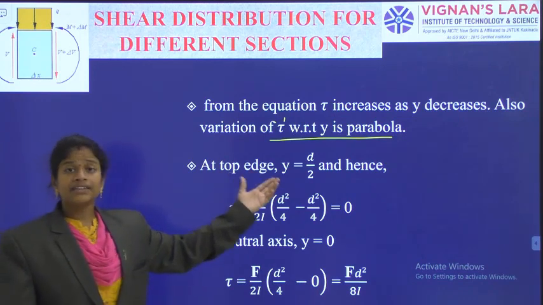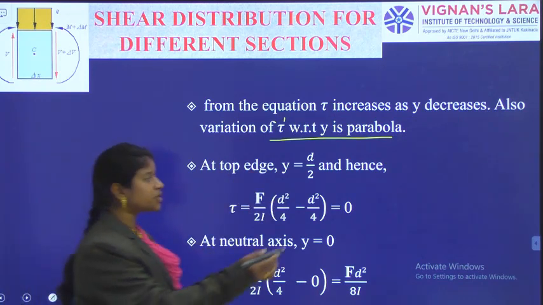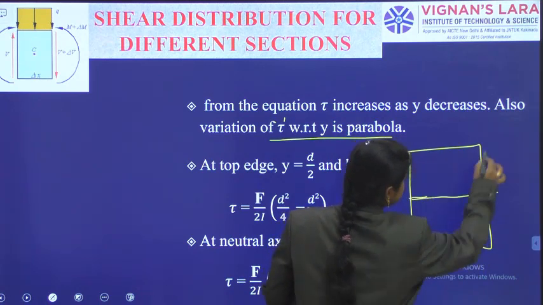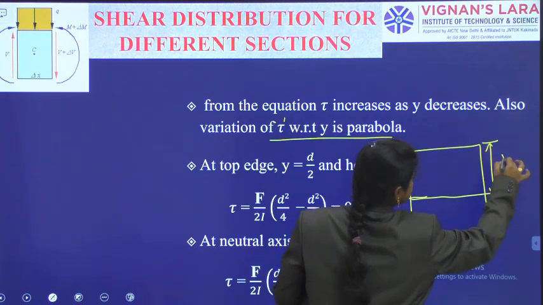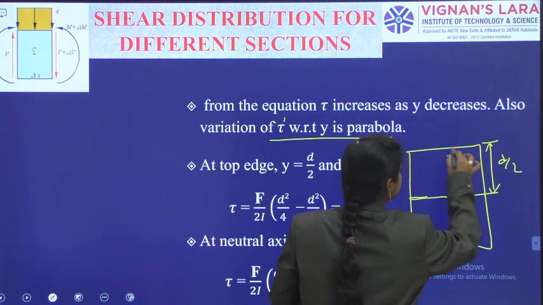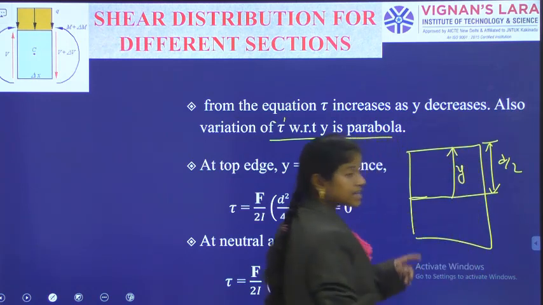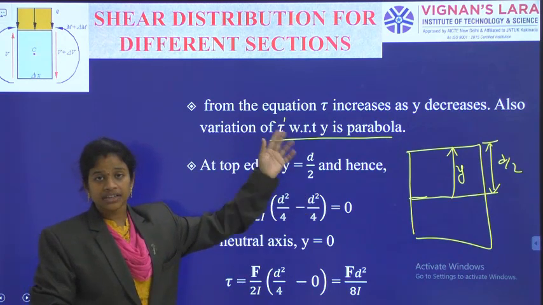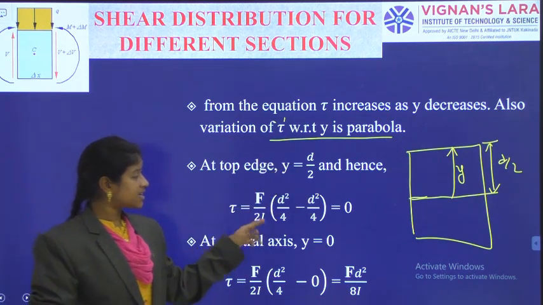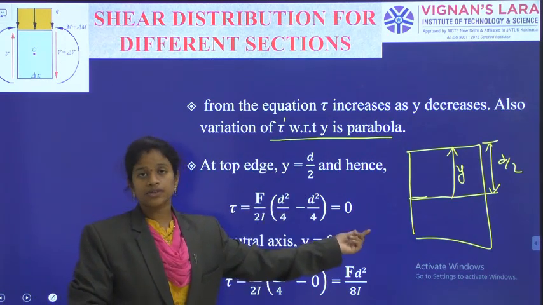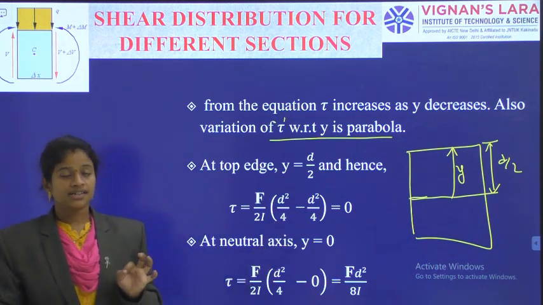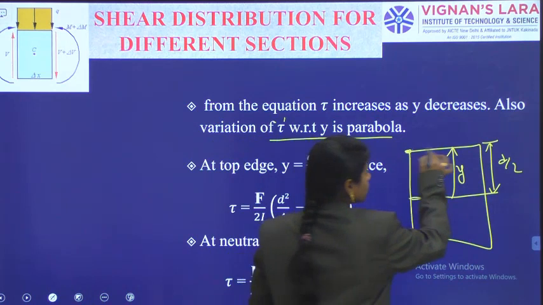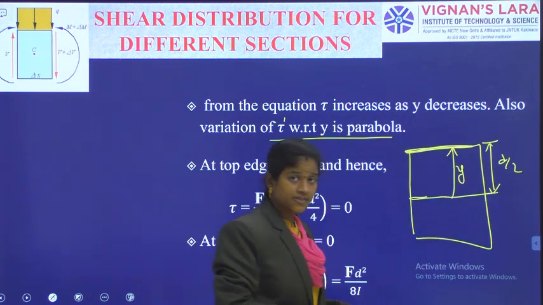Now at the top edge, what is the top edge position? When I am taking the neutral axis, this top edge is at d by 2. When it is measured from the neutral axis, the corresponding y is d by 2. At the top edge, y is equal to d by 2. Substituting that, I get d square by 4 minus d square by 4, which is equal to 0. So the shear stress at the top edge is equal to 0.